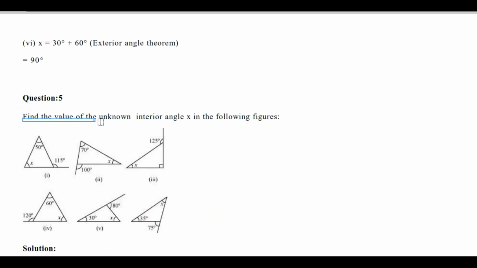Find the value of the unknown interior angle x in the following figures. Here we need to find the value of unknown interior angles. Here also we are going to use the exterior angle property, but in this case we are given the exterior angle and we are not given one interior angle. So what will you do for this condition? You simply subtract one of the interior angles from the exterior angle.